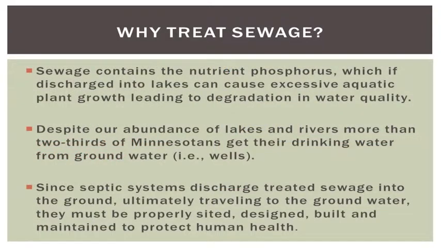Also, surface waters need to be protected from phosphorus and sewage, because sewage contains a fair amount of phosphorus. If the phosphorus reaches a lake, excessive aquatic growth can take place, and you can have eutrophication and have the lake kind of turn green on you, which is not very palatable to most Minnesotans.